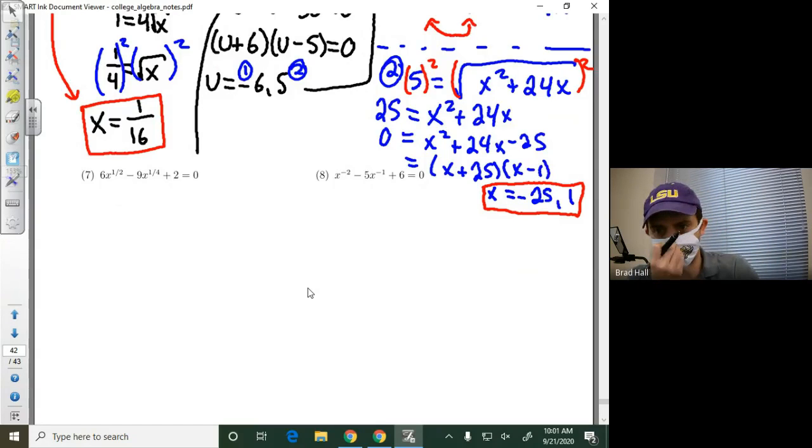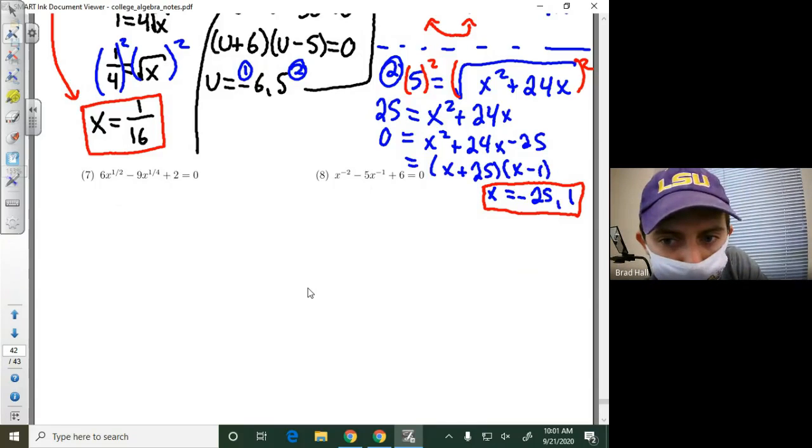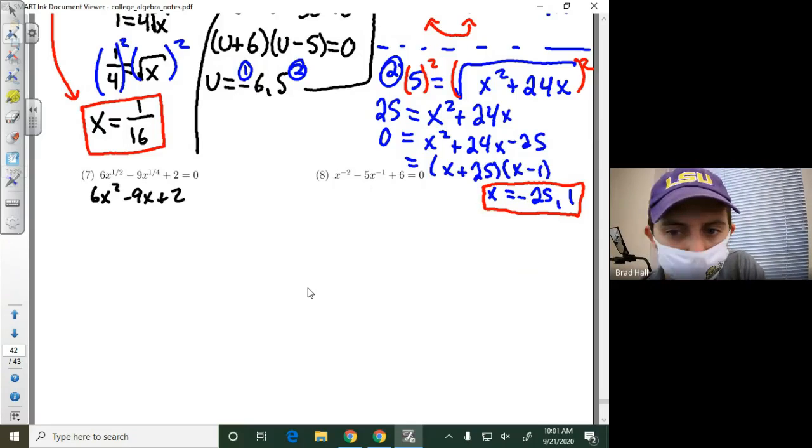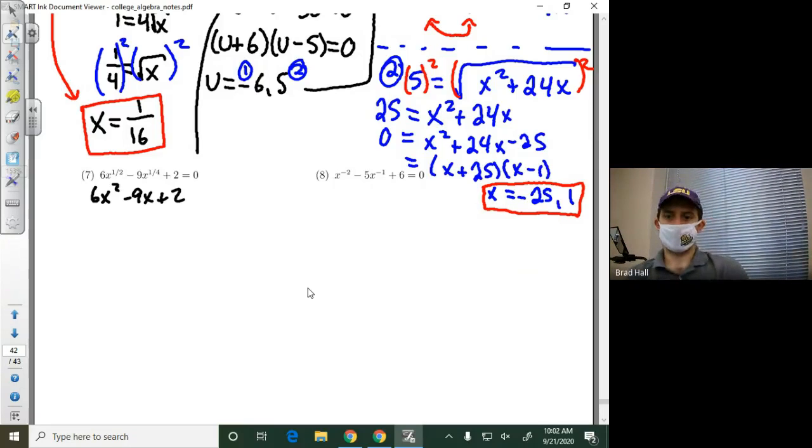And problem 7, it's another one of those where it's close to quadratic, but it's not quite a quadratic. So pretty much what we would like is for this to be 6x squared minus 9x plus 2, something like that. But we can't just assert that offhand. That's why we have to use u substitution.